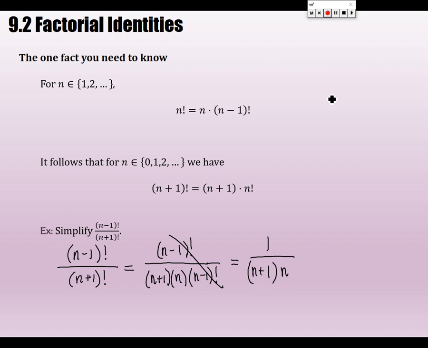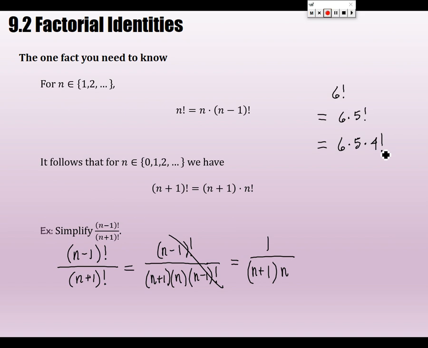So I guess we're saying something more general here, right? 6 factorial, we can think of as 6 times 5 factorial. Or you can also write it as 6 times 5 times 4 factorial. You can just keep going and stop wherever you like. That's kind of what we just did here. We expanded this out and stopped where we liked.